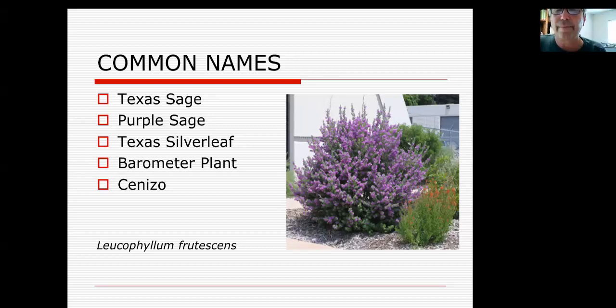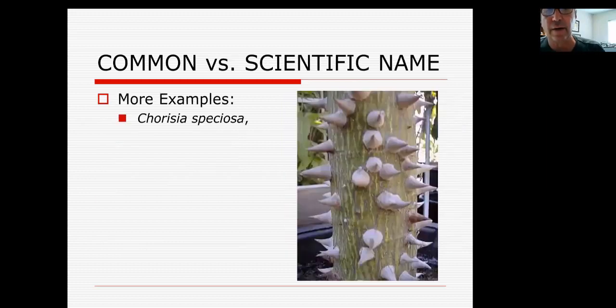And some people have never heard of Texas silverleaf, and there's a lot of plants in Texas that have silver leaves on them. Would y'all agree with that? So if you just start talking about a Texas silverleaf, there could be a lot of visions in people's heads. But if you go back and talk about the Leucophyllum frutescens, then you'll know what it is. Here's another example of common versus scientific name. This is Ceiba speciosa. This is a tropical tree we have around here with big thorns on it.